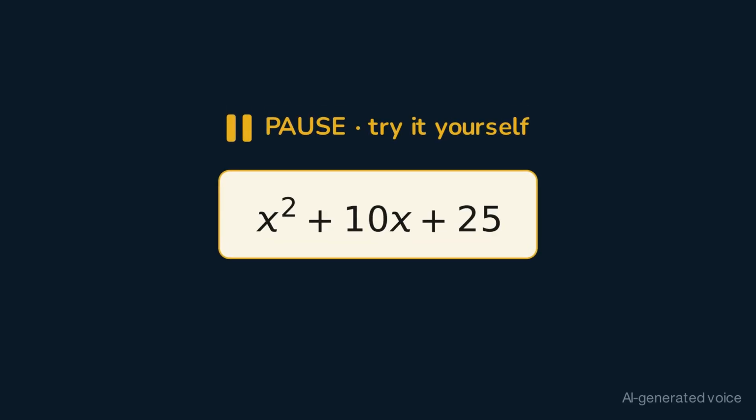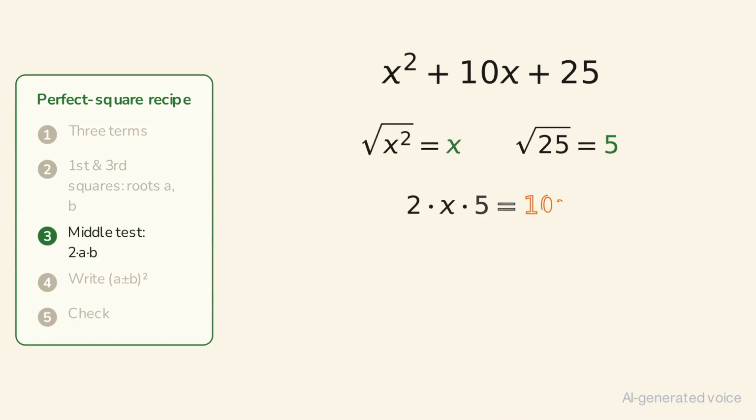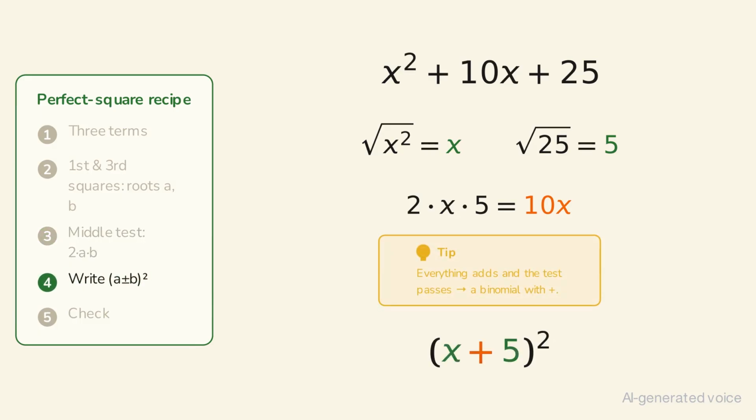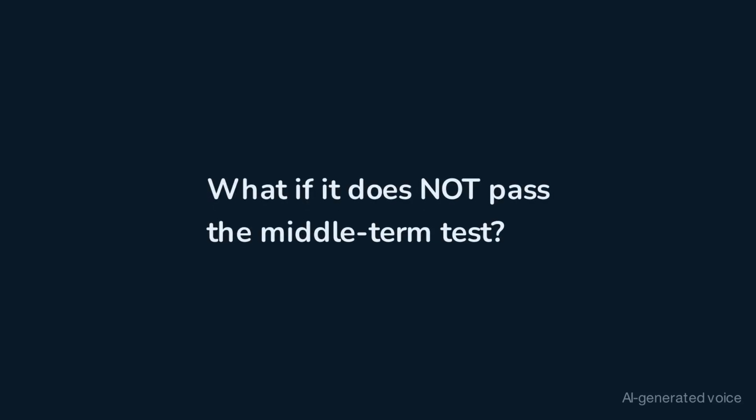Your turn. Let's see if x squared plus 10x plus 25 is a perfect square, and if it is, factor it. Take a few seconds. The roots are x and 5, and the middle test gives 2 times x times 5, which is 10x, the middle term. It passes. Since everything is adding, the answer is x plus 5 squared. But it can happen that a trinomial doesn't pass the middle term test. Then it's a different kind of trinomial, and we factor it differently.